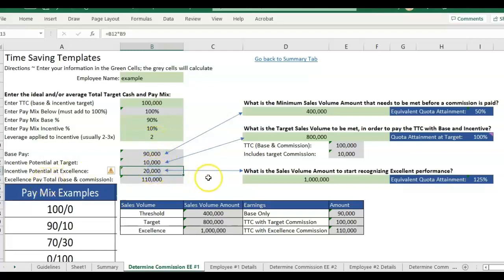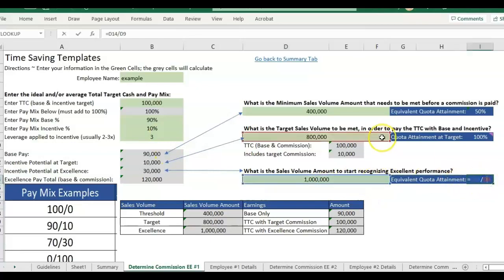You'll see at 2 times, if they reach this 1 million excellence target, they're going to get 20,000 in incentive because that's above their target. So their TTC would end up being 110,000. Now you're probably saying, why is it not 120? It's because we're counting that 10,000 at the target plus an additional 10,000 at excellence. So it's basically taking the leverage times the target. If I put 3, then the incentive potential at excellence is 30,000 total. That's including all the commission, including target and below target. So it's broken out into those 3 different sections. At 1 million, that's 125% of the target.